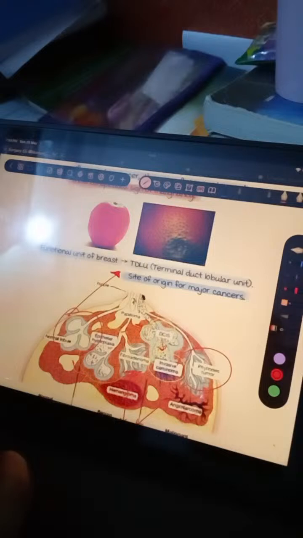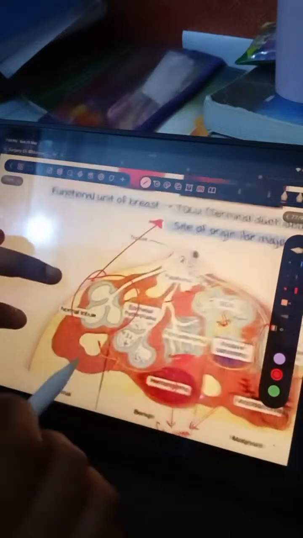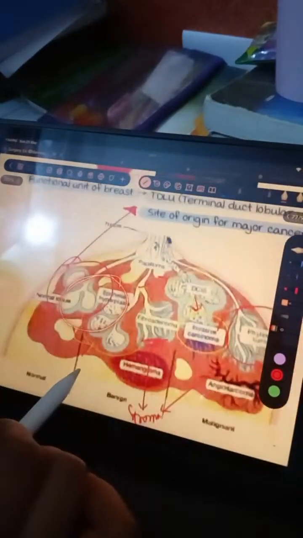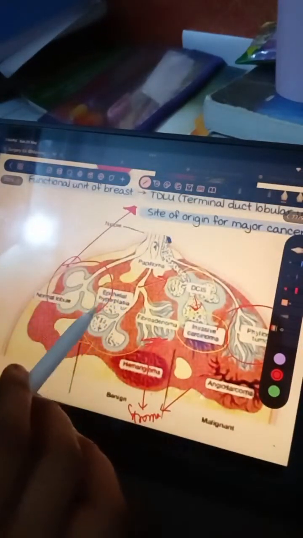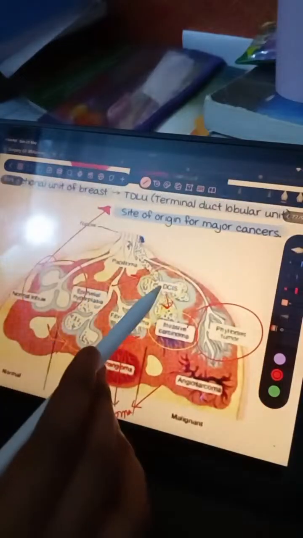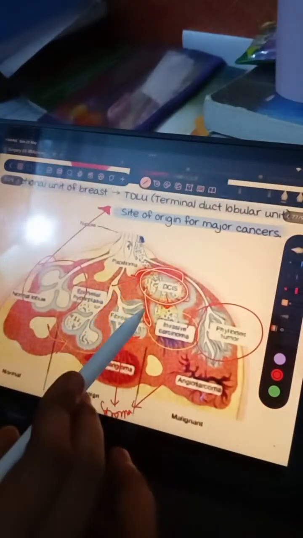Okay, so which is important here. And we'll see the functional unit of breast. The functional unit of breast is the terminal duct lobular unit, which is a site for origin of major cancers. We have normal lobule, which converts into epithelial hyperplasia, which further converts into ductal carcinoma in situ, then invasive carcinoma.